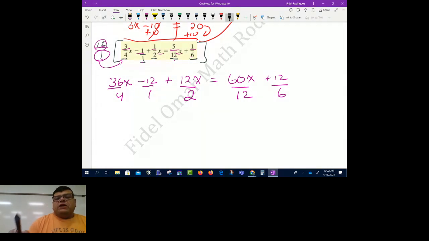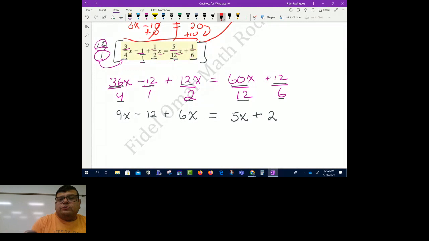Okay, so let's take a look, y'all. We can go ahead and start dividing. 36 divided by 4, 9. 12 divided by 1, 12. 12 divided by 2, 6. Let's see. Over here, y'all, 60 divided by 12, it's actually 5. And 12 divided by 6, that's a 2. Okay.